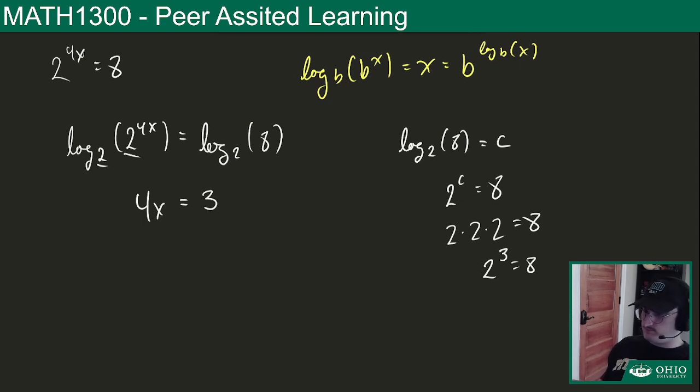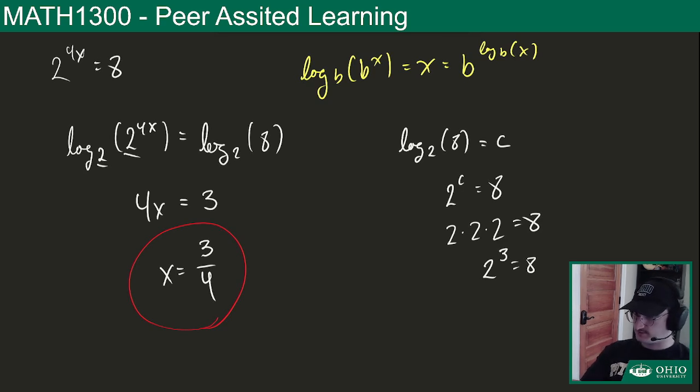And so now to finish this off, I'm just going to solve for x by dividing over a 4. And the final answer I obtain is that x equals 3 over 4. So that is a general process for solving equations involving exponential functions.